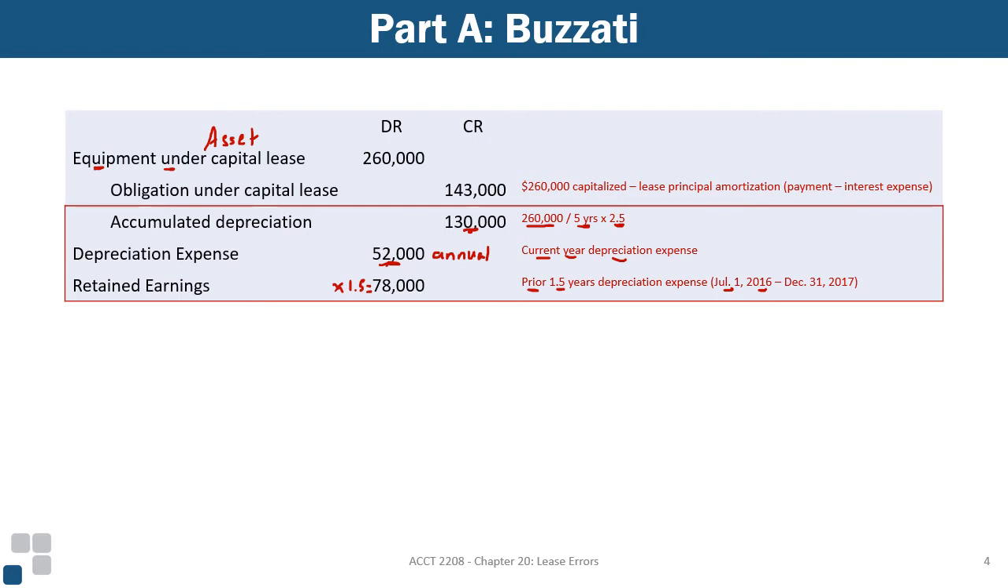So we would credit accumulated depreciation 130,000, debit depreciation expense for the current year for 52, and debit retained earnings for 1.5 years of 78,000.